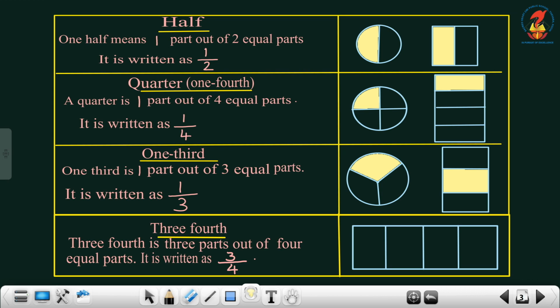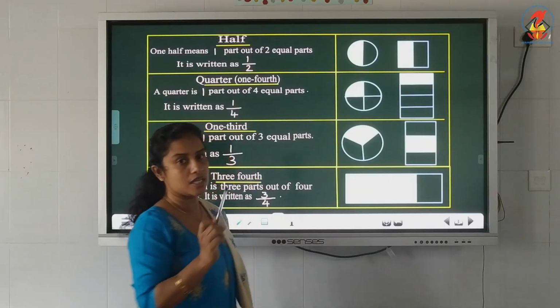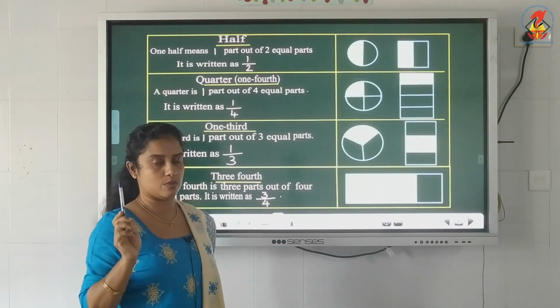Understand? Next is 3/4. 3/4 is 3 parts out of 4 equal parts. So what is 3/4? 3/4 is 3 parts out of 4 equal parts and it is written as 3/4. Understand? So how many equal parts are there? 1, 2, 3, 4. So how many parts do I have to shade? 3 parts. That is 1, 2, 3. That is 3 parts out of 4 equal parts.